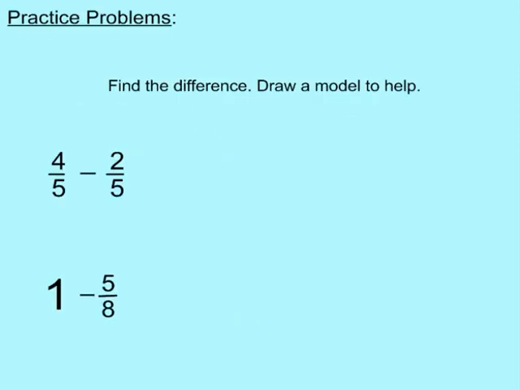I want you to do a couple practice problems. Find the difference, and I want you to draw a model to help you. So 4/5 minus 2/5. Remember, if you're going to make the model, make sure to have the whole, which on the first problem would be 5 pieces. I'm giving you a big hint there. So 4/5 minus 2/5 equals what? And then the second problem I want you to try is 1 minus 5/8.